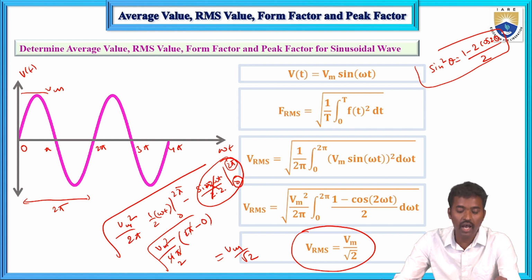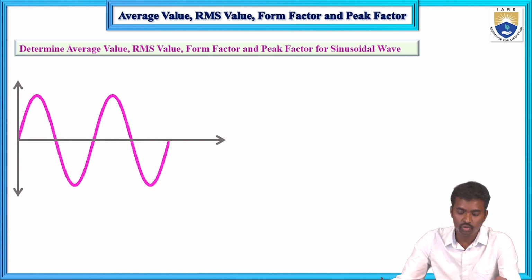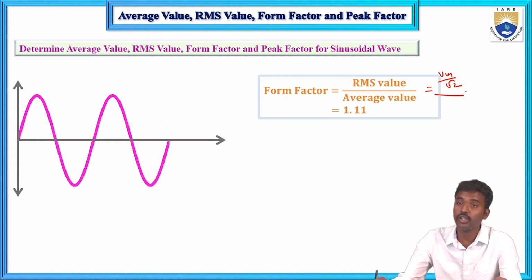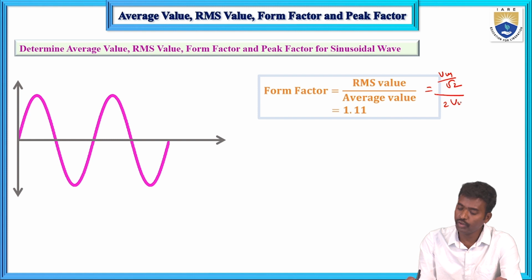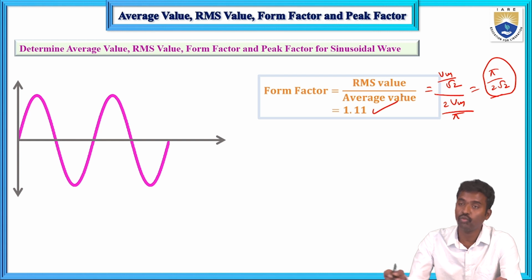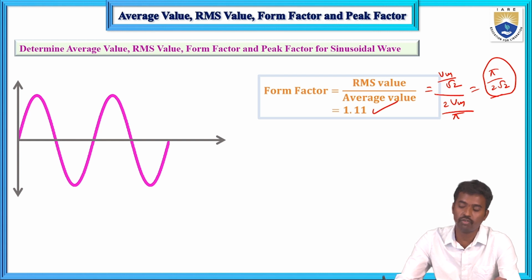Now we have the average value 2 Vm by pi and the RMS value Vm by root 2. Form factor equals RMS value divided by average value. Here the RMS value equals Vm by root 2 for this sine wave, and the average value equals 2 Vm by pi. If you simplify this, pi by 2 root 2, that value is 1.11. This is the form factor. There are no units for form factor.